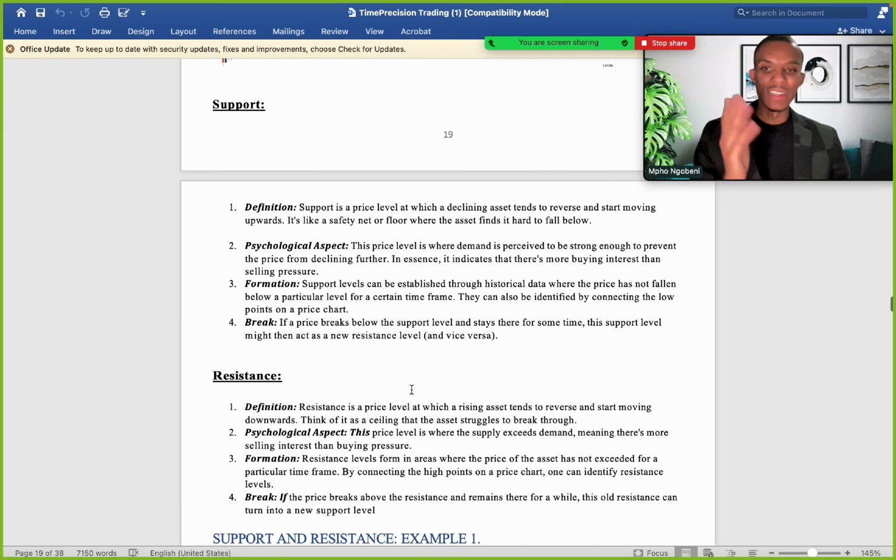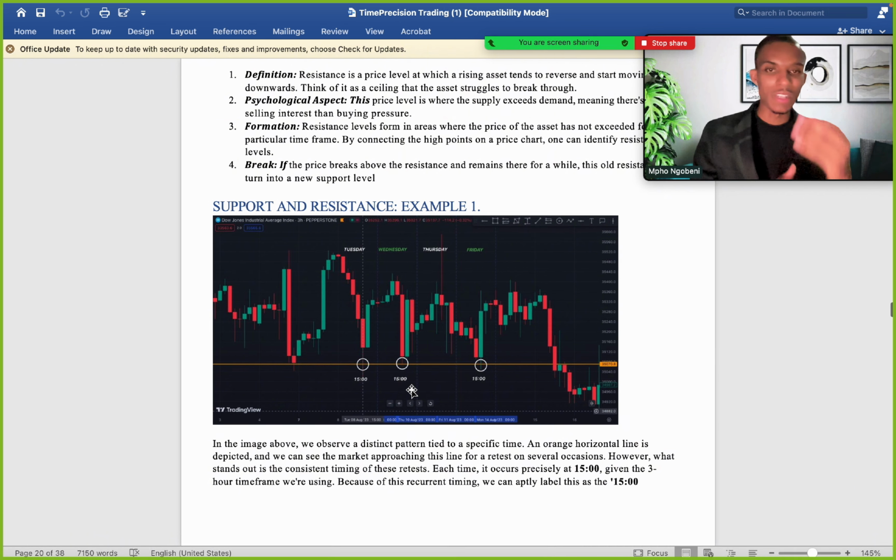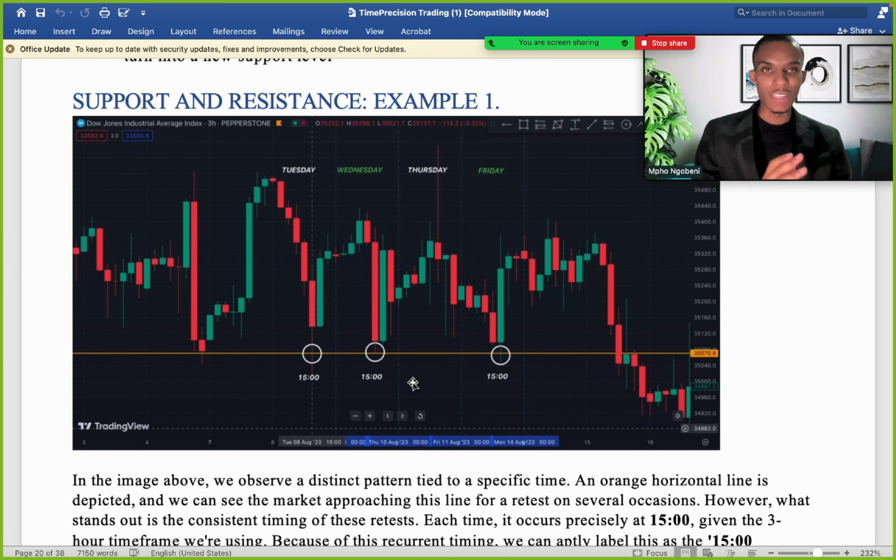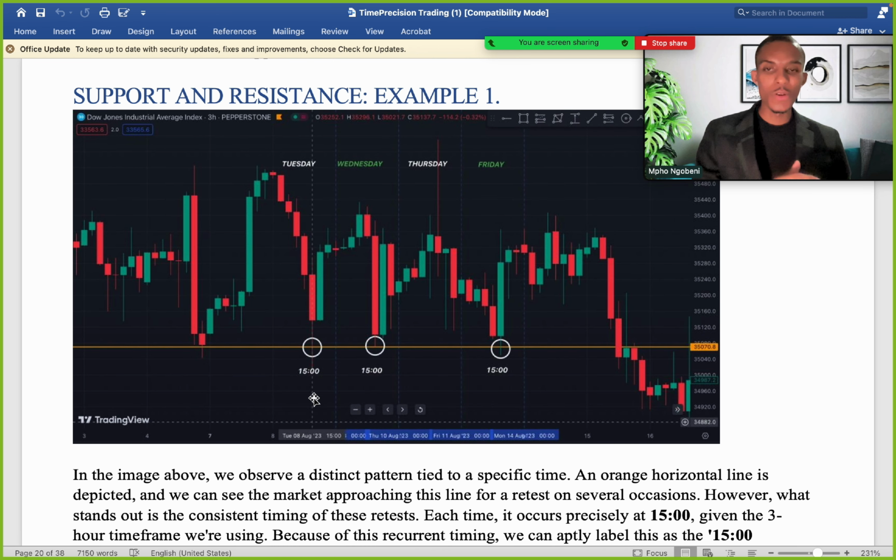This is just support and resistance. I'm not gonna read there, I'm gonna skip it. I want us to quickly jump into the examples. So this is the first example. If you check here, I separated the days. This was a Tuesday, this was a Wednesday, this was a Thursday, and this was a Friday, and I used these light blue lines to show the different days.